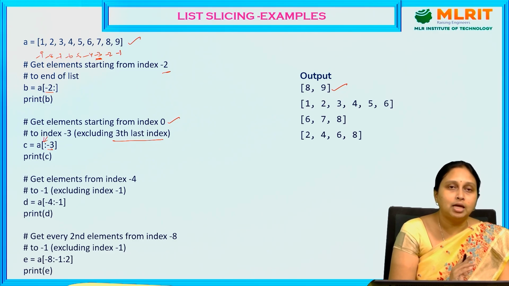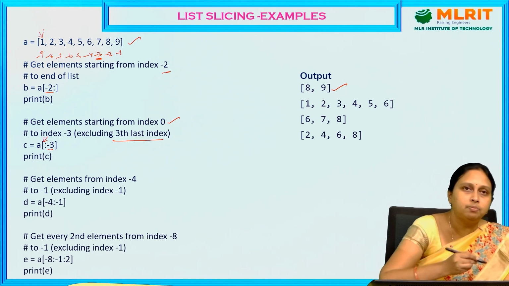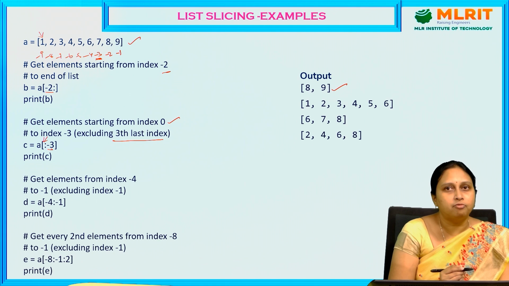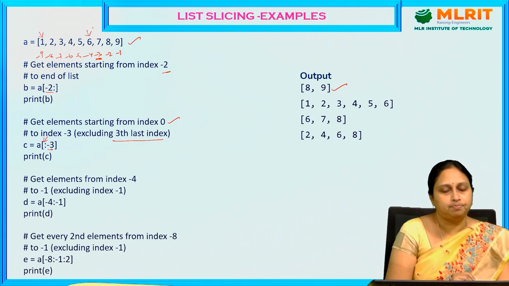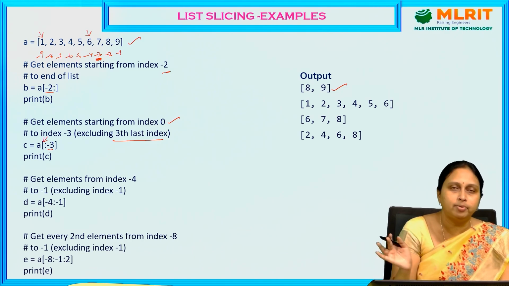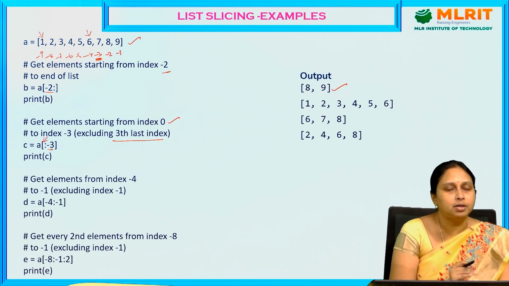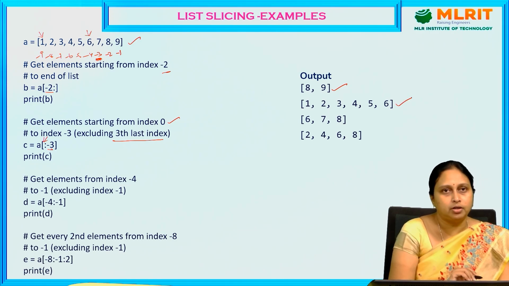What are the elements it is going to print? It will start from 1 onwards and print up to 6. This -3 value, that index, will be excluded. That's why it is not going to print the 7 value. Okay. Clear with this? This is the output we are going to get.